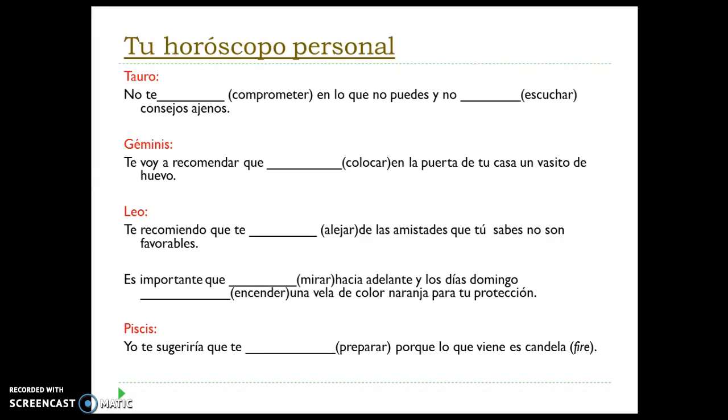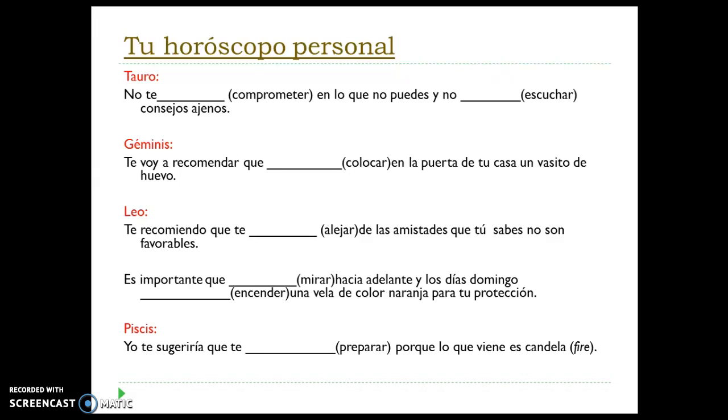Lastly, we have the horoscope for the different types of signs. I'll give you some time to complete this. We do have the answers on the next slide. Remember that you're going to have to conjugate these verbs in the subjunctive in the tú form, because they all are in tú, the informal or familiar form. So go ahead and go through.